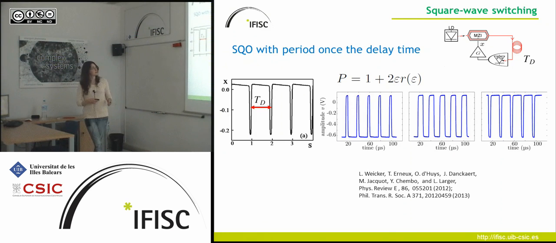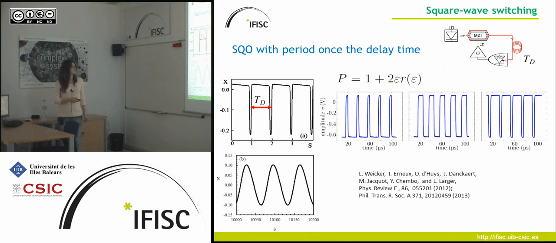For negative feedback, that is for a negative value of the feedback phase, these solutions have a period once the delay time. And these solutions are quite different from the other one because they are asymmetric. You can see that here, changing the feedback phase, one has different solutions with different duty cycles. And you can control the duty cycle with the feedback phase. Again, there is a correction to the period which is of the order of epsilon, because epsilon is related to the lower characteristic time of the filter.